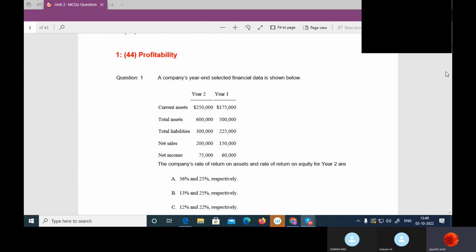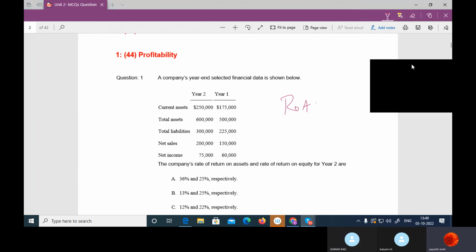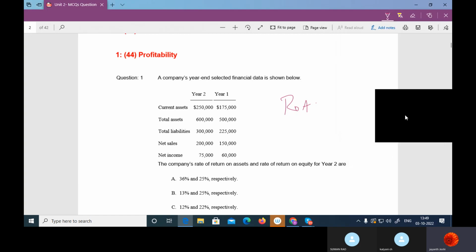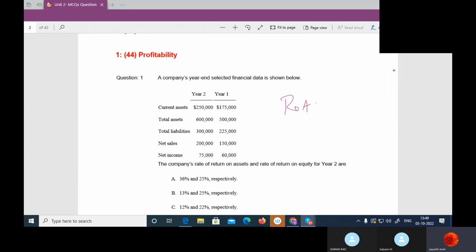So what about the first one? They're asking you for return on assets. What is the formula for ROA? Net income by average total assets. Correct or wrong? We are doing profitability ratios, so you should be somewhat updated with formulas. What is the formula for return on assets? Net income by average total assets.